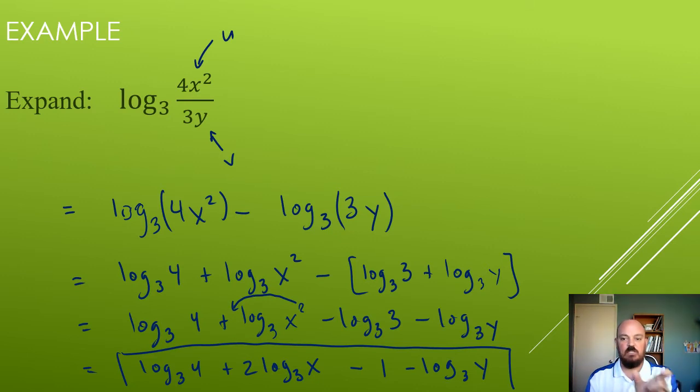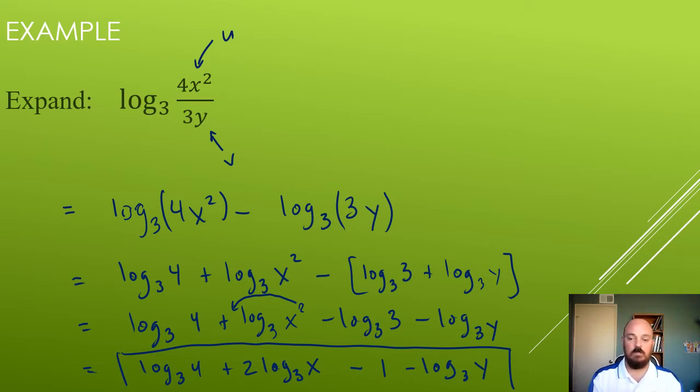And if you check each term and just make sure each one is as simplified as possible, then you'll know you're done. Log base 3 of 4, can't do anything with that. 2 times log base 3 of x. X is done. The one that turned into a 1 is definitely done. And log base 3 of y is done. So that is expanded as much as possible.